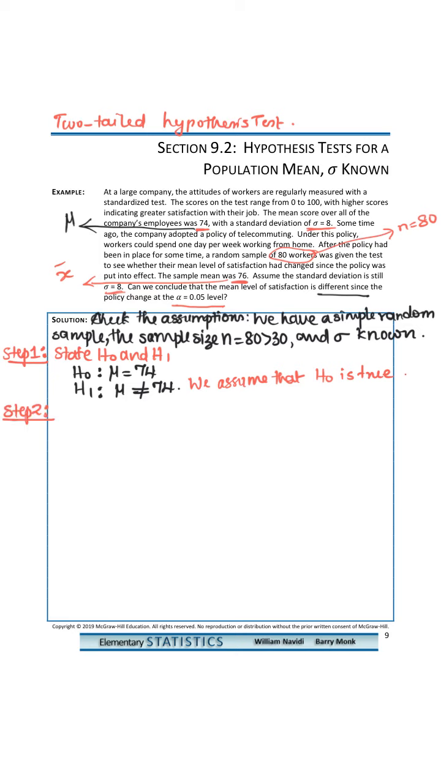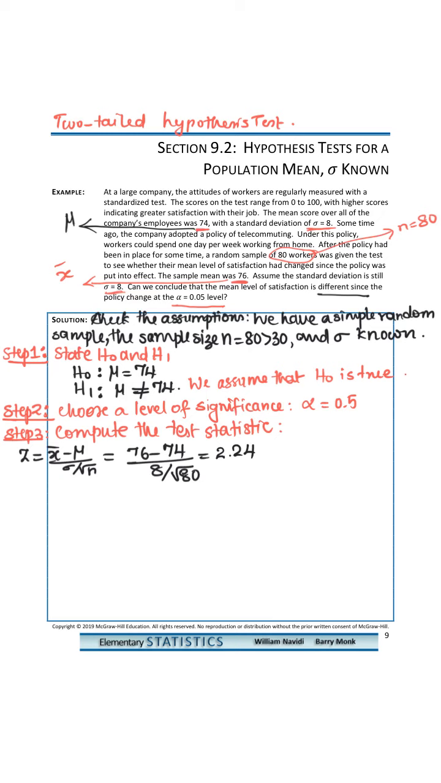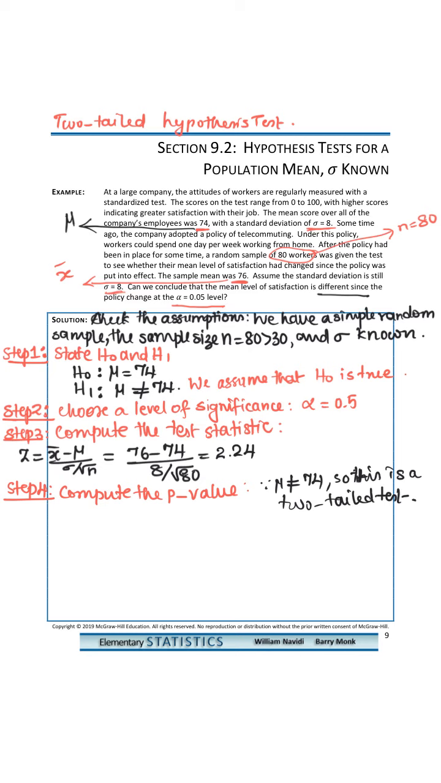Step 2, choose a level of significance and compute the test statistic. Step 4, compute the p-value. The alternate hypothesis is mu not equal 74, so this is a two-tailed test. The p-value is the sum of two areas: the area to the right of z equal 2.24 and an equal area to the left of z equal negative 2.24.